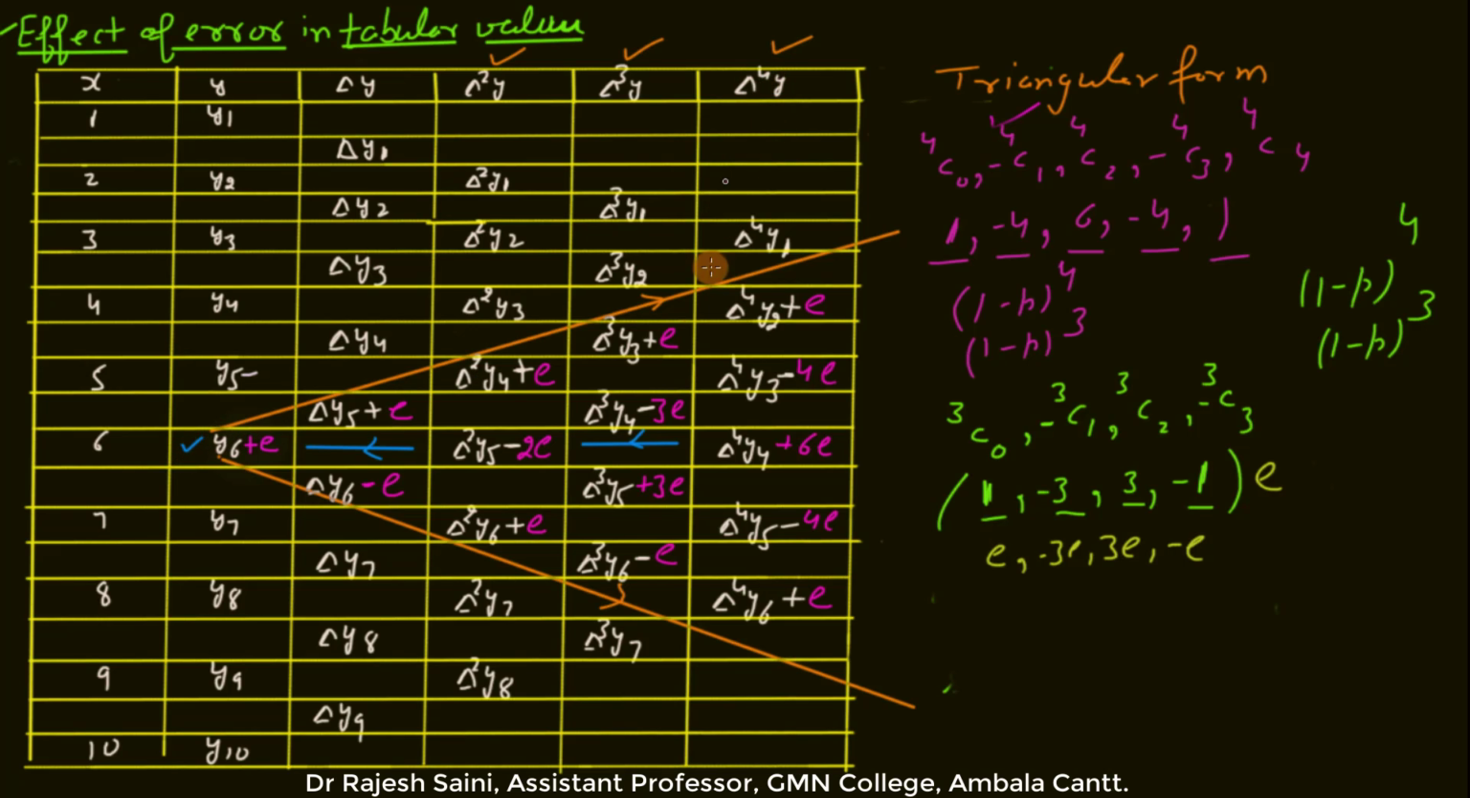And if the even difference column makes the sum 0 or minimum with respect to the preceding and succeeding columns, in that case we will select the largest numerical value and draw the horizontal line against that, and the value of y present on that horizontal line will be the value having the error. So that is how we will locate the value in the given table that has the error.